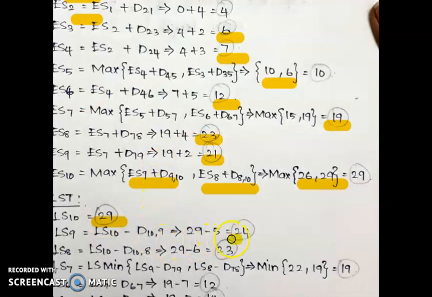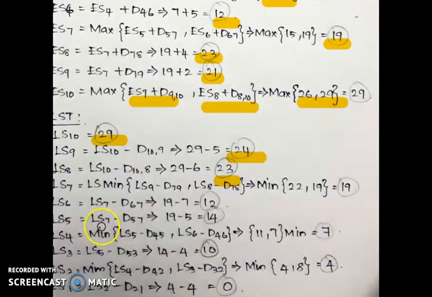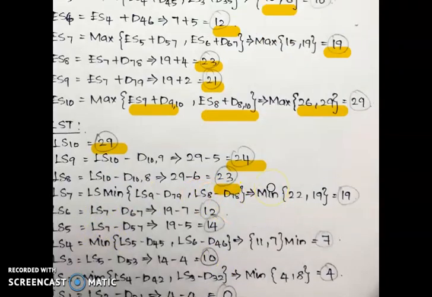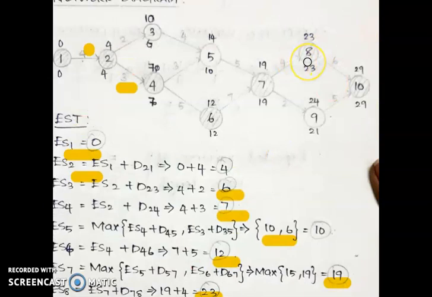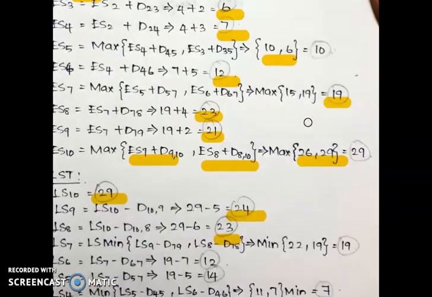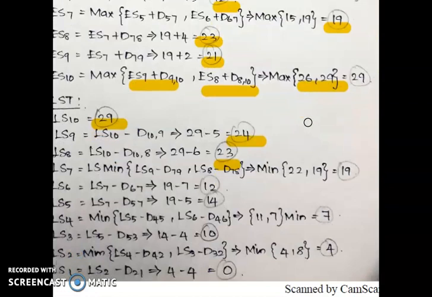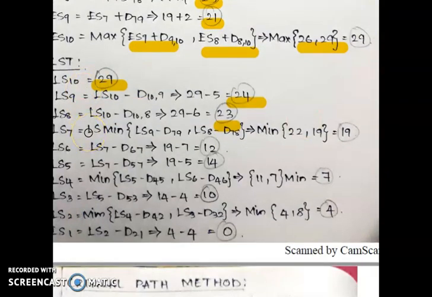LS9 equals 24. LS8 equals LS10 minus D8. For LS7 there are 2 possible ways, 2 destinations and 1 source, coming from 8 to 7 and 9 to 7. That is the reason we use the rule of minimization for LS7. The minimization of LS7 is LS9 minus D79, comma, LS8 minus D78. The values will be 29 and 19. The minimum value will be 19.